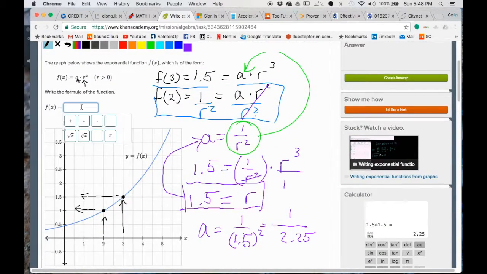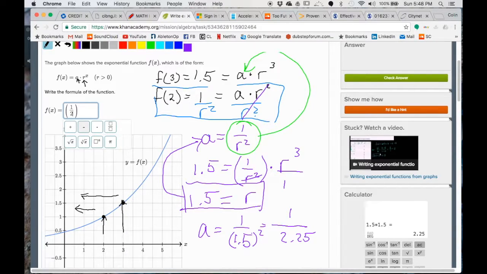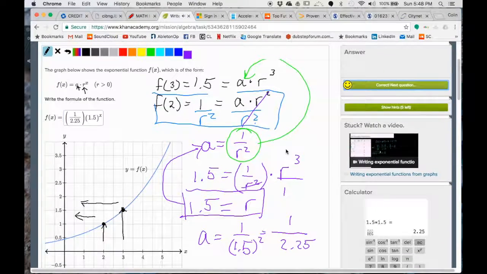So we've got everything we need now. We can say, let's put some parentheses in it just to make it look good, 1 over 2.25, and our r value is 1.5. And we'll raise that to the x.